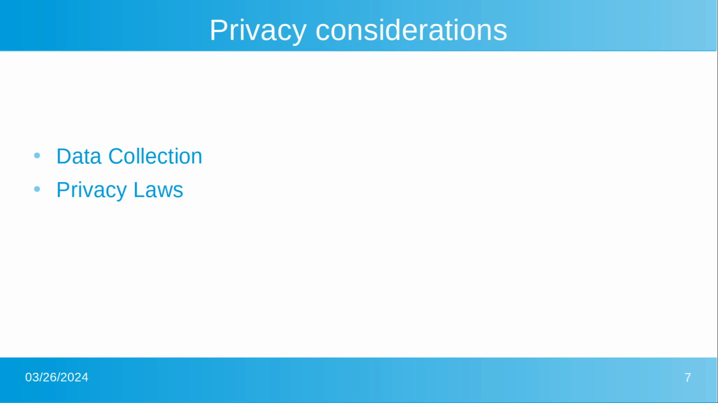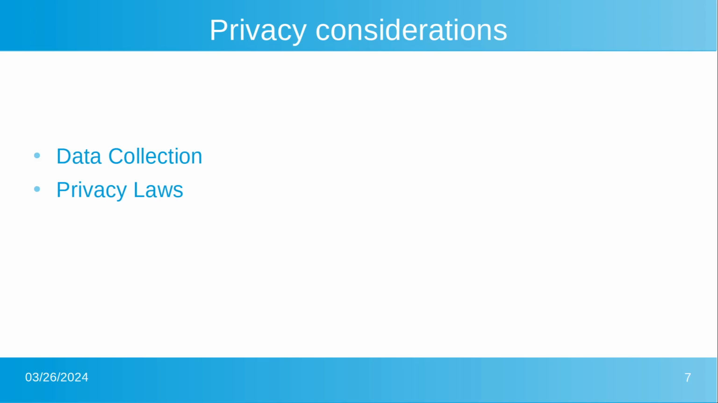Privacy consideration. Data collection, privacy laws. Data collection. Privacy concerns may arise from the collection of personal data, such as dietary preferences, shopping habits, and environmental goals. It is important to obtain explicit consent from users before collecting and processing their data, and to implement robust security measures to protect sensitive information.